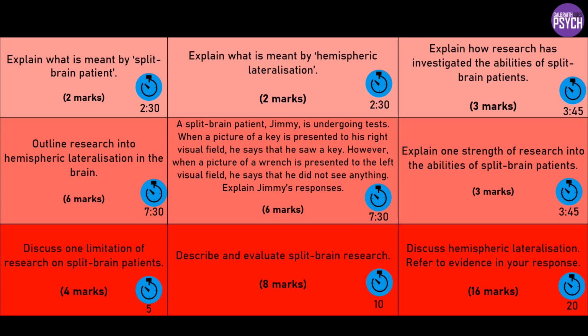Okay, let's keep going. So that's half the response. When a wrench is presented in the left visual field, he says he didn't see anything. Okay, well, that's because the left visual field is processed by the right hemisphere, the right side of the brain, and the right side of the brain is not specialized for language. Yeah, Broca's area and Wernicke's area are in the left hemisphere. So because the right hemisphere is not specialized for language, Jimmy is unable to report seeing anything.